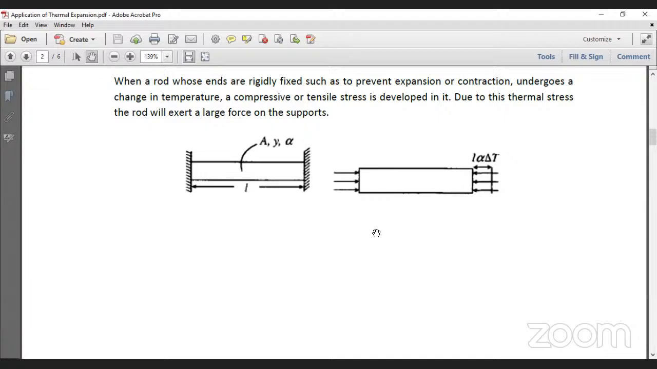So if you increase the temperature, the temperature.